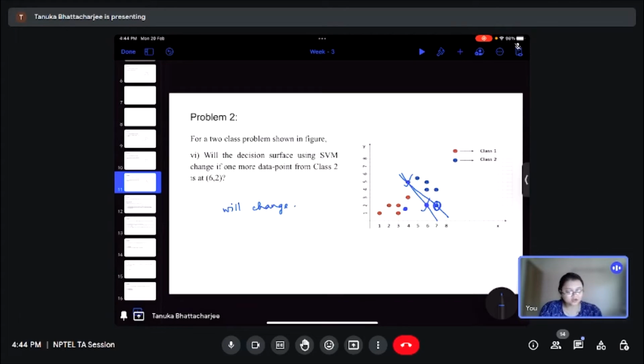Then you will have a compromised decision surface that will again come somewhere here only, and this particular training data point will not be correctly classified with that. So this is called soft SVM. You can look into that.